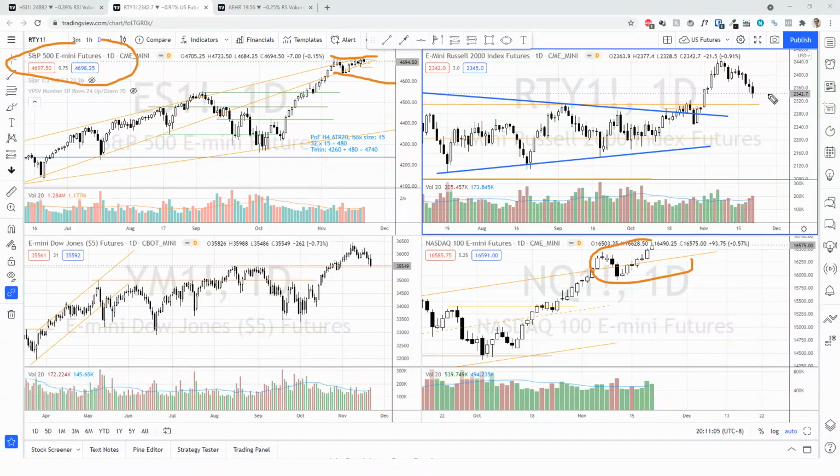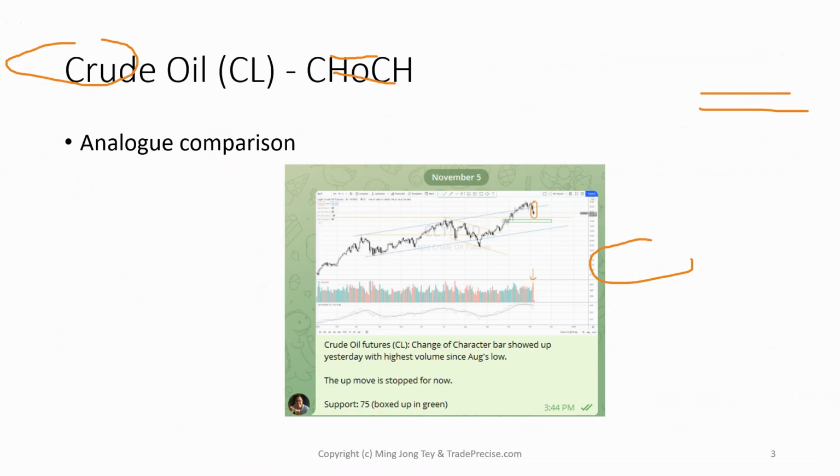And also for Russell, we need to see whether there will be a reversal form within the area. Okay, so next, let me just show you this crude oil. I talked about crude oil in the Telegram group on the 5th of November. I said that there's a change of character bar showing up, which is here, with a spike of the supply, which I also highlighted here.